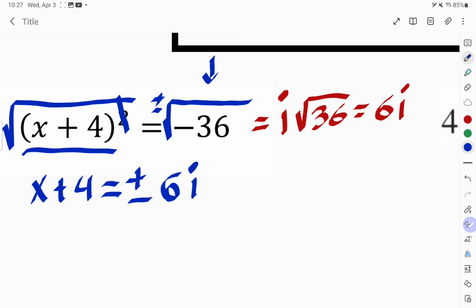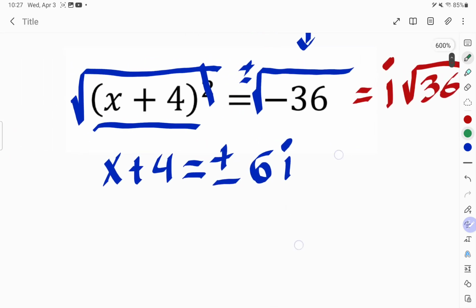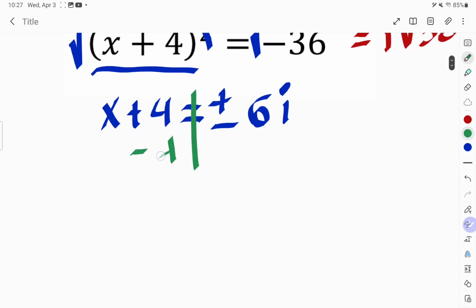Now, like I mentioned before, I have an imaginary number, so I'm not going to separate my equations in this one. I'm just going to solve for x as is. So in order to solve for x, I'm going to have to move the 4. So I'm going to do minus 4.